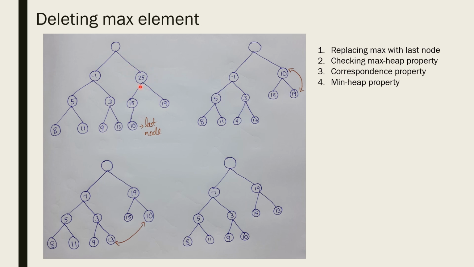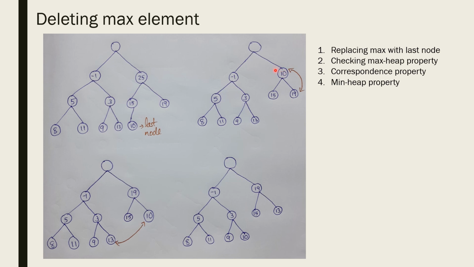So we're going to delete 25, and how we do that is we just replace this 25 with what? The last node. 10 is the last node, so we just replace it with 10. So yeah, that's done. I've just replaced it with 10 now.